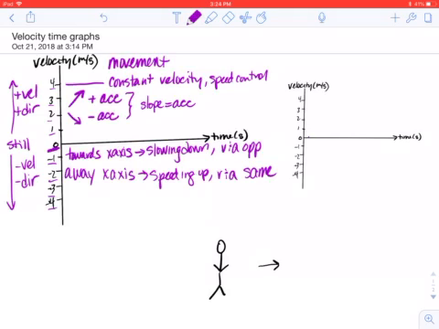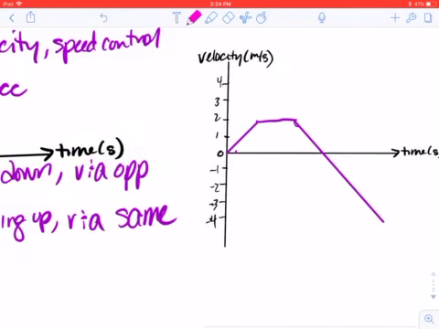So if I had something like that. Okay. So first of all, I start from being still. Over here I have positive velocity. I'm moving in the positive direction. I'm speeding up because I'm going away from the x-axis. My acceleration is positive. Velocity, acceleration have the same sign, speeding up.